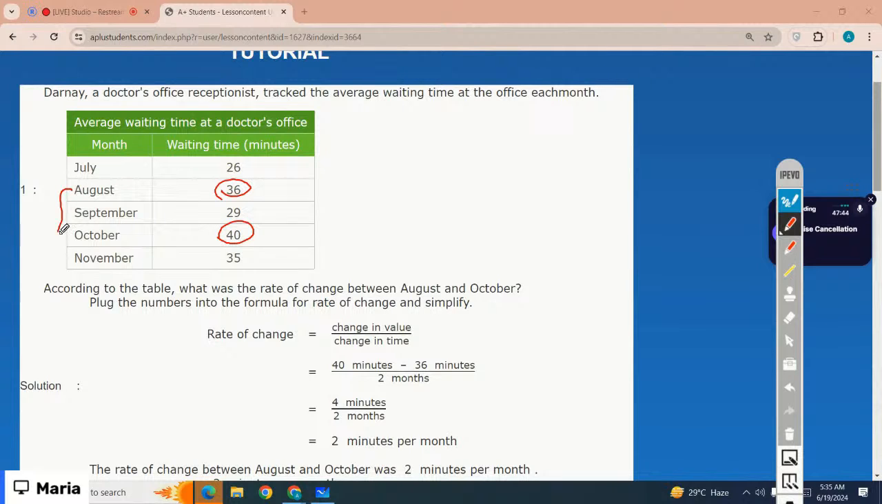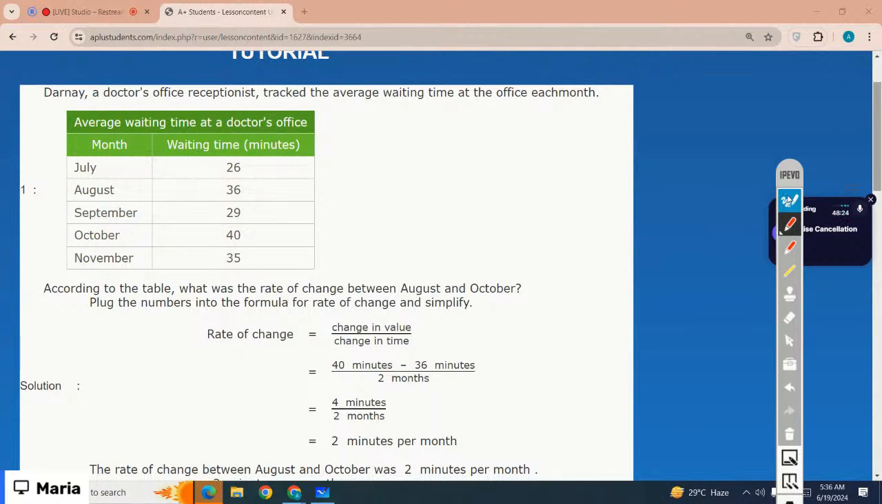The difference from August to October is 2 months, right? Between August and October, you have September. So that is change in value divided by change in time. The value is changing from 36 to 40. So you have to do 40 minus 36, and then because the time is 2 months, that would be 40 minus 36 is 4. 4 divided by 2 is 2. That means the rate of change between August and October was 2 minutes per month. The correct option is 2 minutes per month, right?